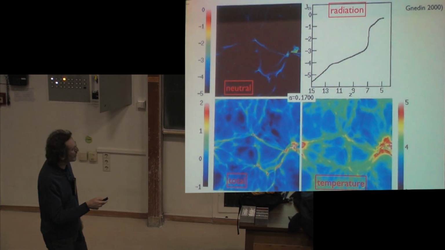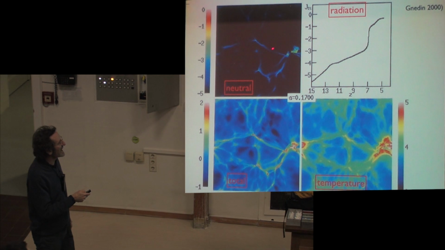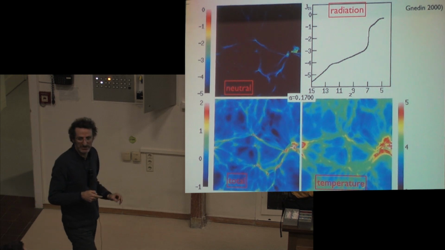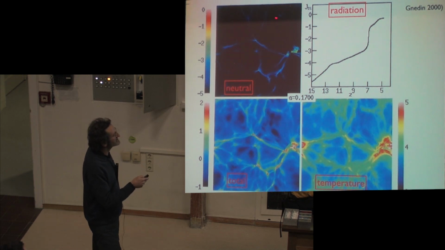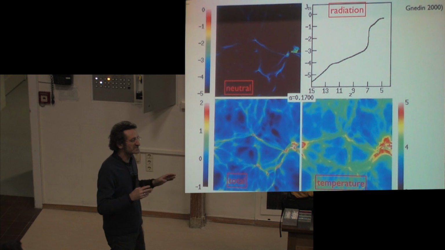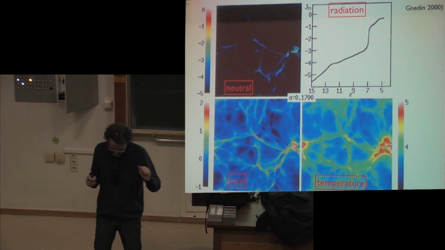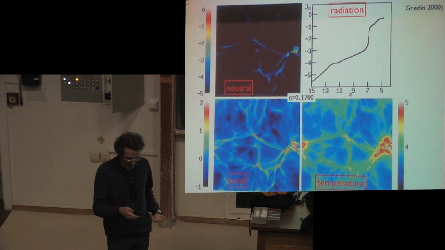In the end, what you see is just a tiny fraction of neutral hydrogen along the filaments of the large-scale structure. In the voids, in these regions here, the universe is almost completely ionized. The neutral fraction is very, very small.